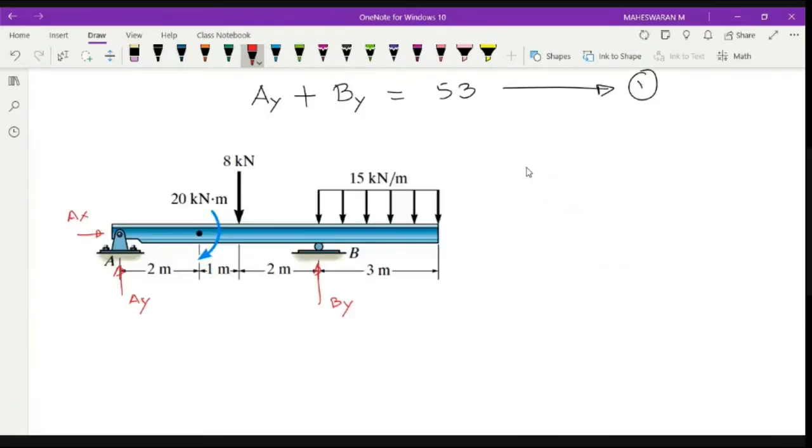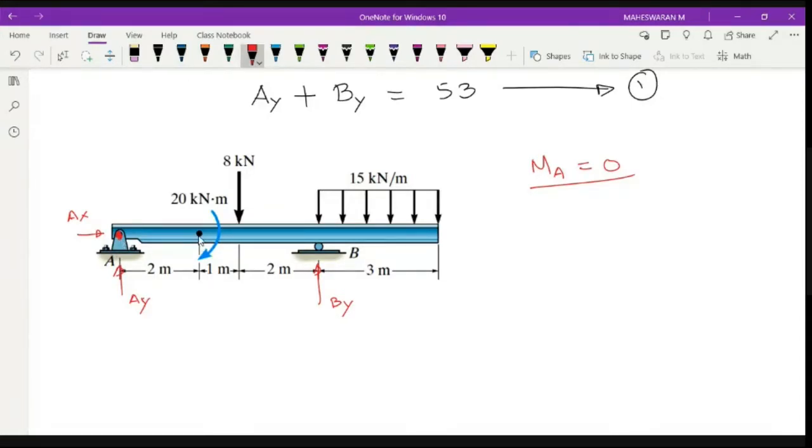Now what I am going to do, I am going to take moment at A and equate it to 0, right? So I'm going to take moment at this point. Moment is force into perpendicular distance, right? Perpendicular distance from where you are taking moment. From there, what is the distance? At A, these two forces don't have distance, so it will be 0.